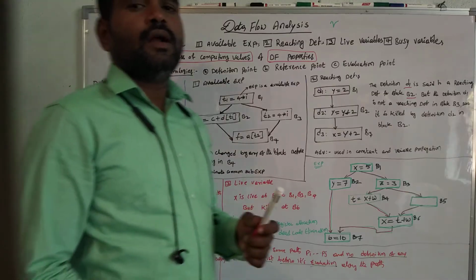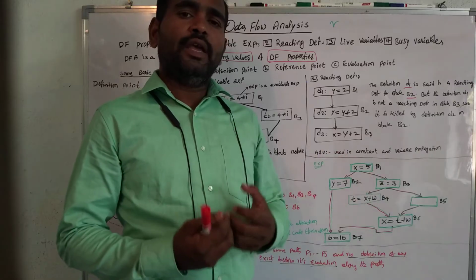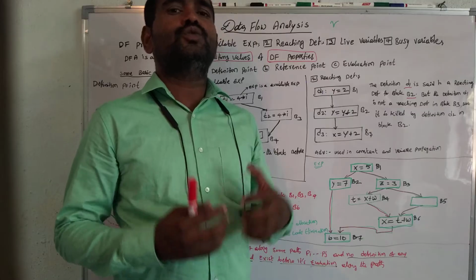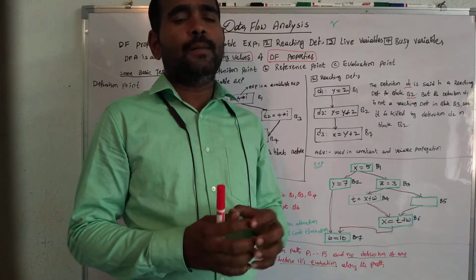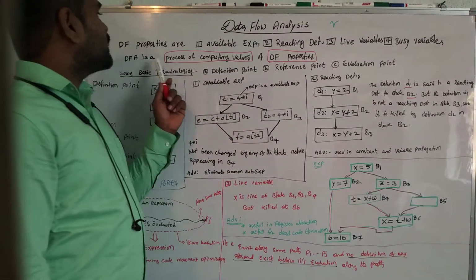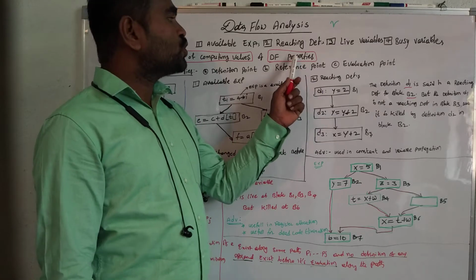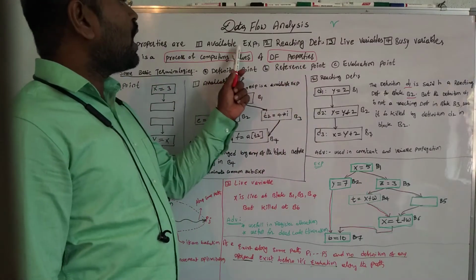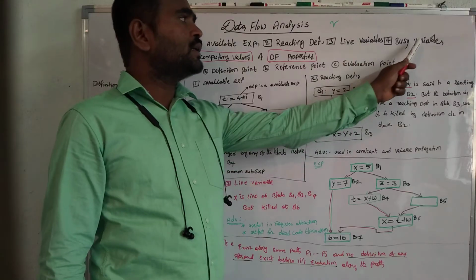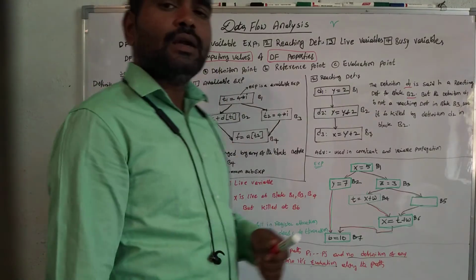What is meant by data flow analysis? Data flow analysis collects information about our source program and distributes that information to all the basic blocks. Data flow analysis is also a process of computing values of data flow properties. Those data flow properties are the available expressions, reaching definitions, live variables and busy variables. Now I am going to discuss these data flow properties.